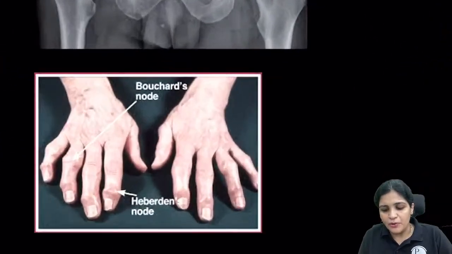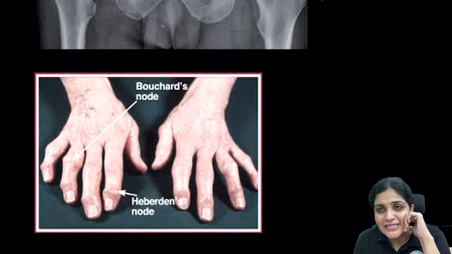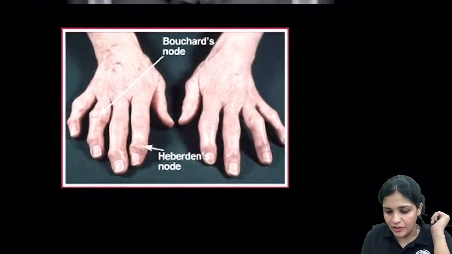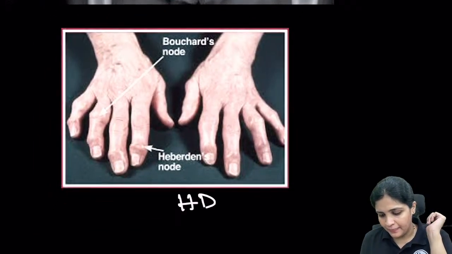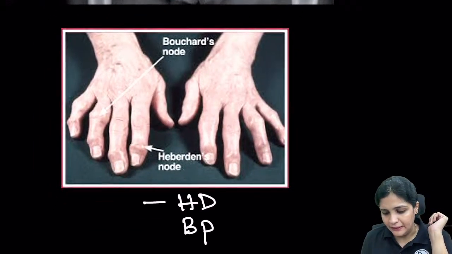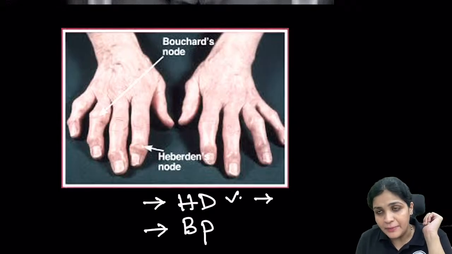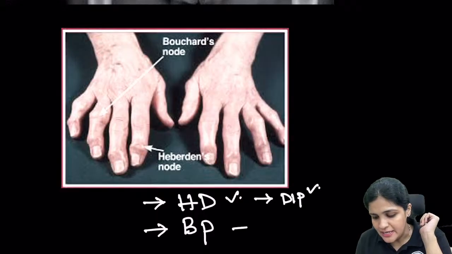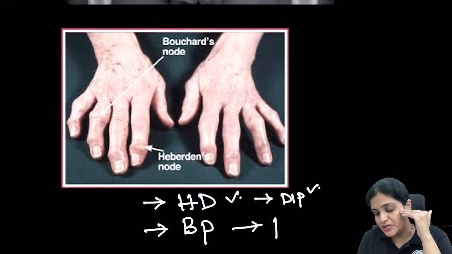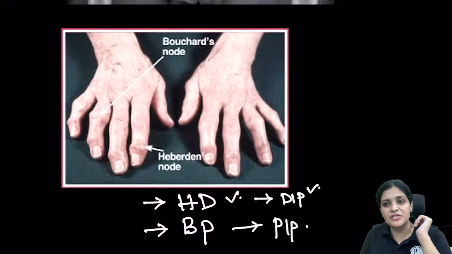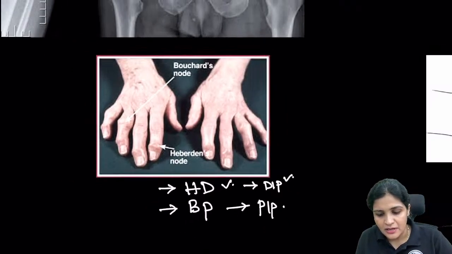And what are these two important nodes which you have to remember, which are seen usually in your IP joints, right? So Bouchard's nodes and Heberden's nodes, right? How do you remember? HD and BP. What is HD? Heberden's nodes are usually seen in the distal interphalangeal joints. And BP, Bouchard's nodes, are usually seen in the PIP, that is proximal interphalangeal joints. Clear?